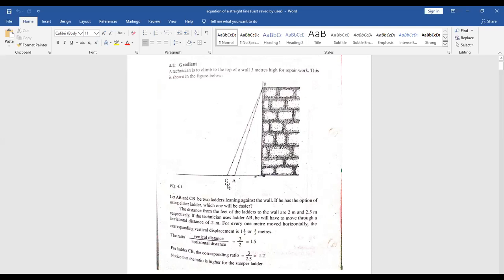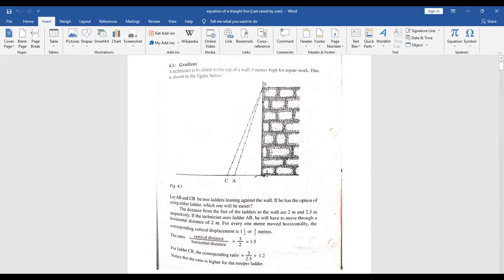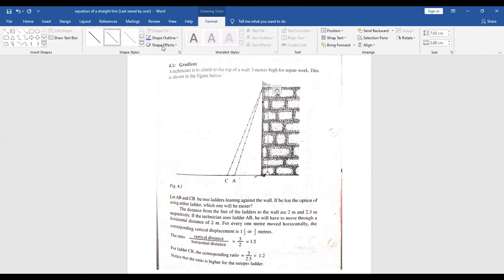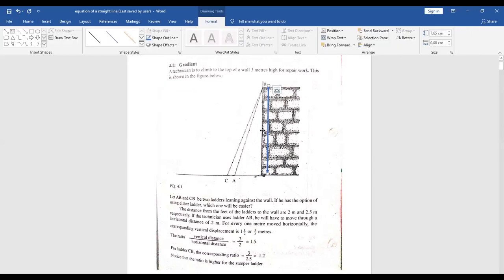Now, if you put your ladder at A, there's a distance that you want to cover. This is a vertical distance that you want to cover here. I can show you that using that shape. The vertical distance that you want to cover is here. Color is not very appropriate for that setting, so I can make it dark and give it some more weight. So there's the distance that this technician wants to cover, this distance.